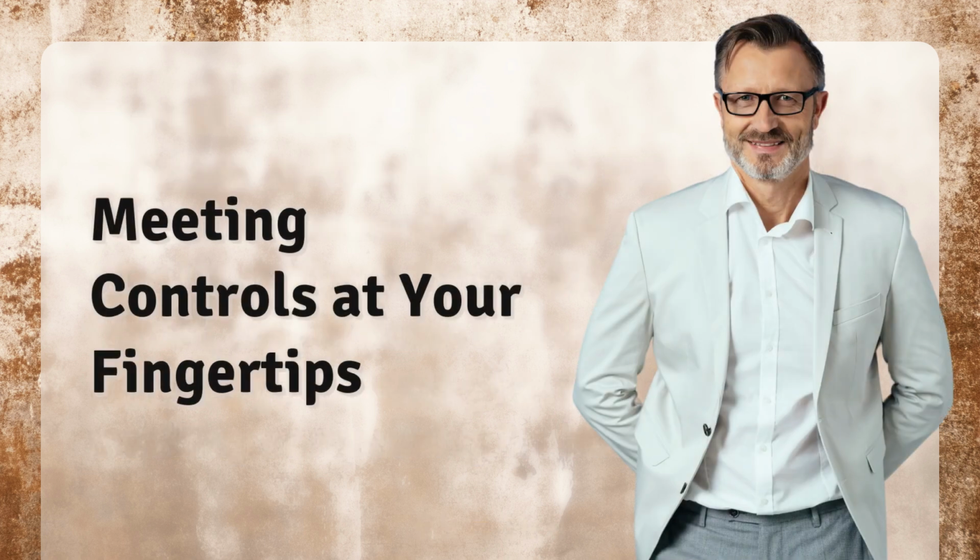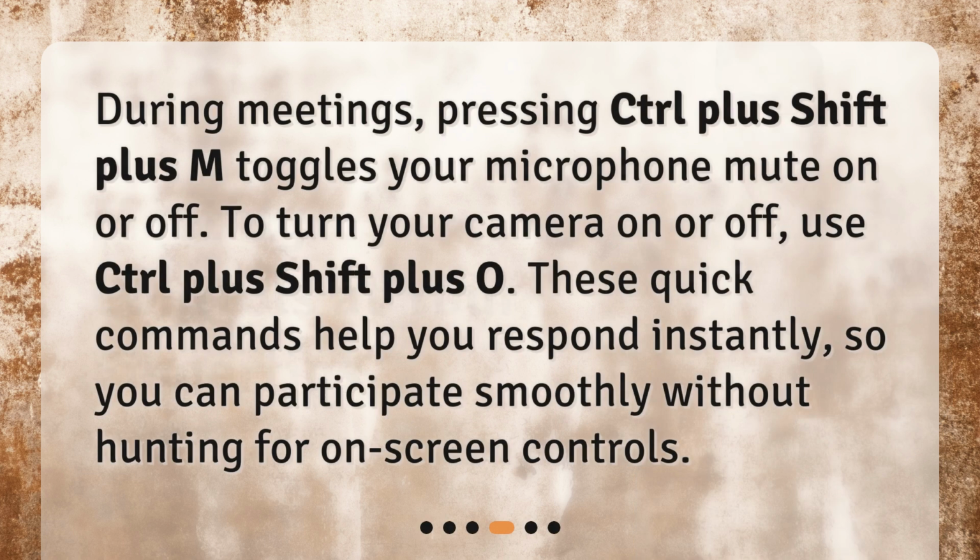Meeting controls at your fingertips. During meetings, pressing Ctrl+Shift+M toggles your microphone mute on or off. To turn your camera on or off, use Ctrl+Shift+O. These quick commands help you respond instantly, so you can participate smoothly without hunting for on-screen controls.